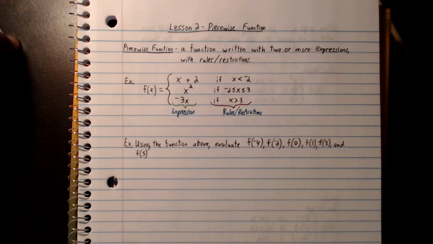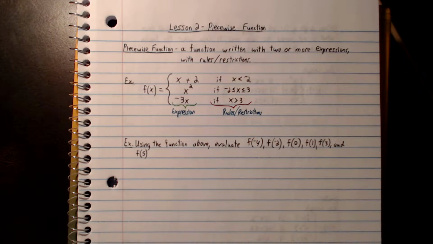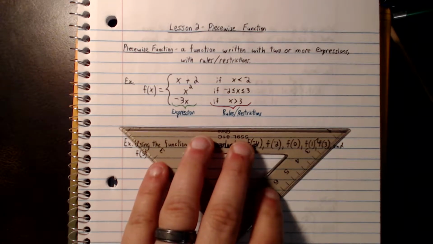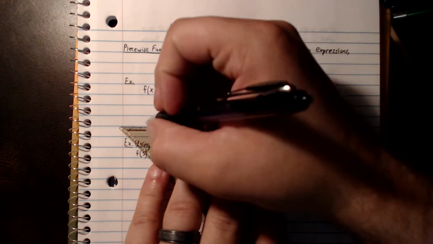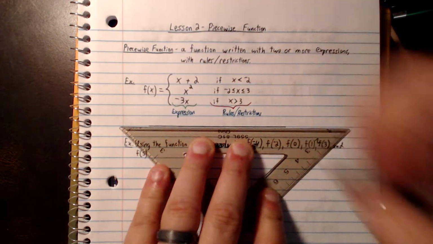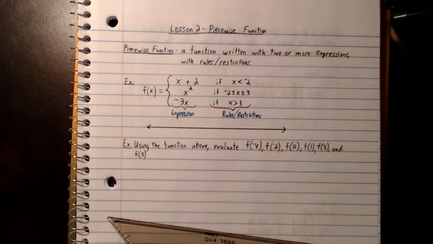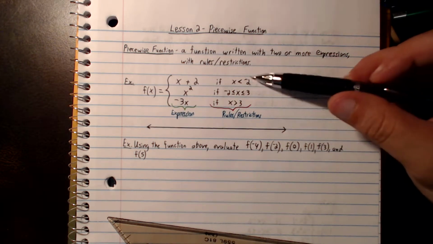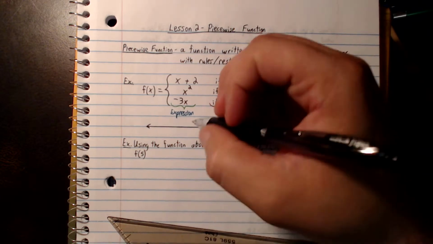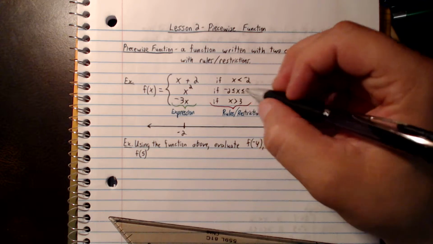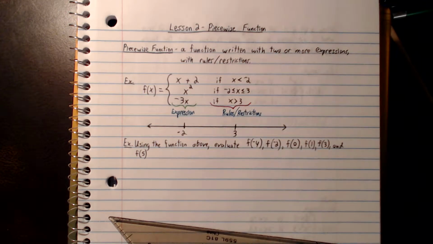One last thing before I get too deep into the problems. Last year when I taught this, and this year being 2019, so 2018 when I started teaching this lesson, I started drawing this out, and it really helped people. I had never done this until last year. So what I'm going to do is draw a little number line, look at my restrictions, and draw what those numbers are. I have a -2 here, and 3 right here.